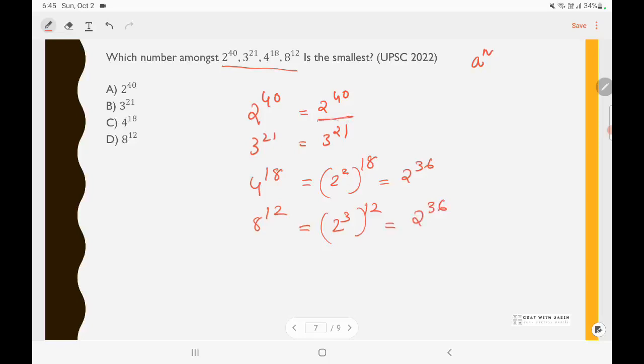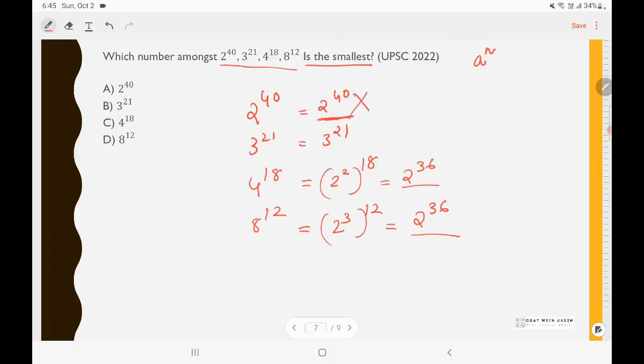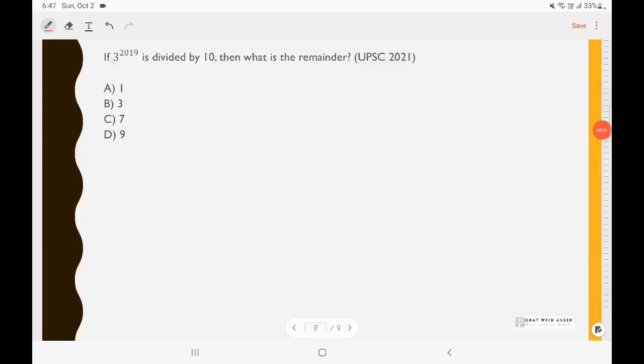So here the question is which is the smallest number. Okay, so we know that 2 raised to 40 is greater than 2 raised to 36, right? So anyway, this is not the smallest number. And since these two are the same, we cannot give the answer as two options, right? So since option C and option D are exactly the same number, we cannot say that C and D are the right answers. So this 2 won't be the answer. Then 3 raised to 21 will be the answer.